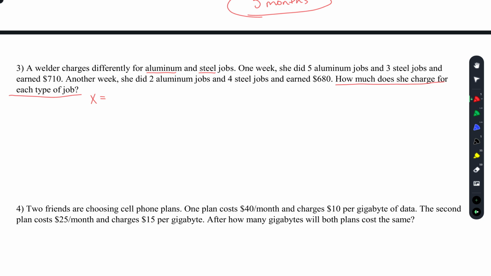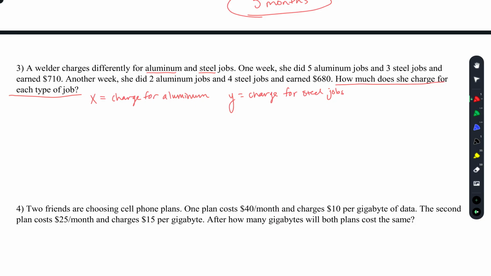So I'm going to do X is the charge for each job. So like charge for aluminum. I don't know how you want to say that. Aluminum, and then Y will be the charge, because you should get like a cost. You know what I'm saying? Charge for steel. Okay, so how much does she charge for each type? And those are the different types.